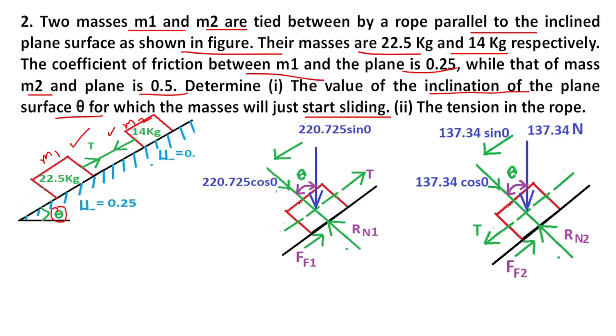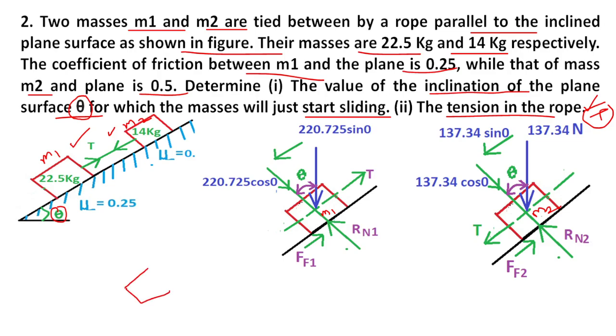Then next, find the tension in the rope, the T value. So we want to find the T and theta values. First, this is mass m1 and mass m2. The free body diagram: mass m1 is 22.5 kg and mass m2 is 14 kg. First, draw the free body diagram of mass m1.